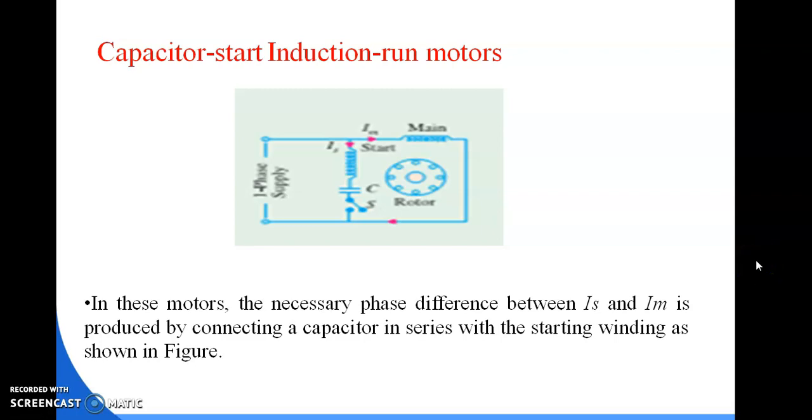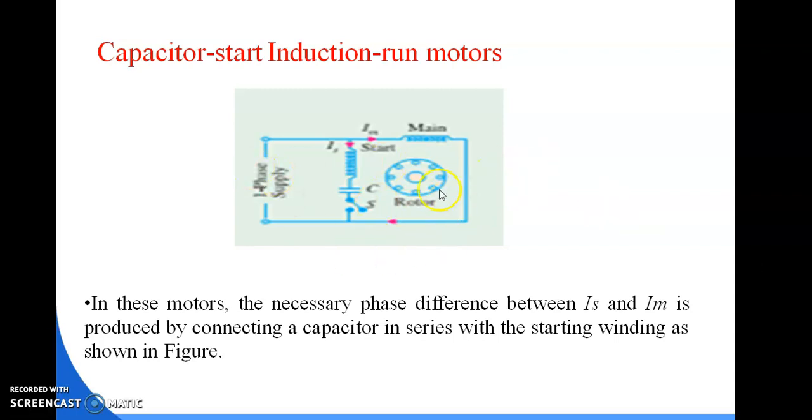Hello students, welcome to Energy Conversion 2 class. We are studying chapter 4, that is single phase induction motor. Now we will start with the capacitor start induction run motor.